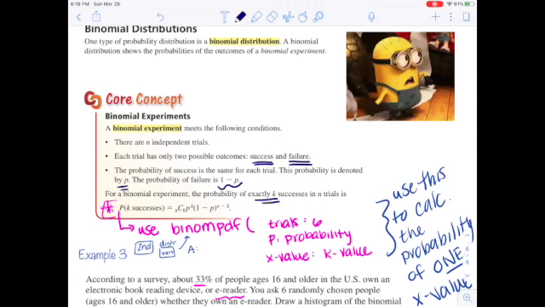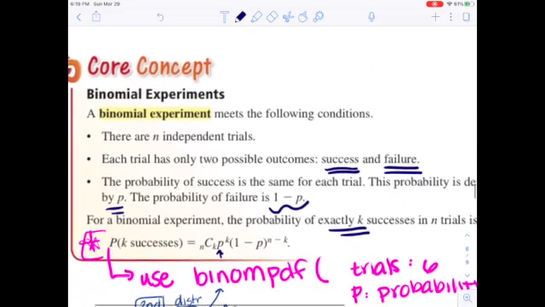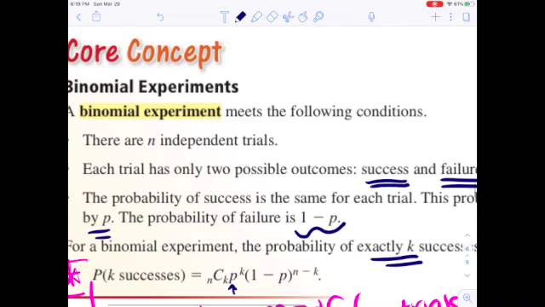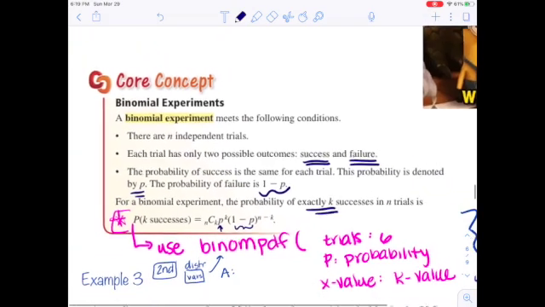So for a binomial experiment, the probability of exactly k successes in n trials is: probability of k successes is equal to your binomial theorem, your n choose k, times the probability of success. I'm going to zero in. There's a lot going on here. So probability of your success is p to the k times 1 minus p, which is your failure, to the n minus k.